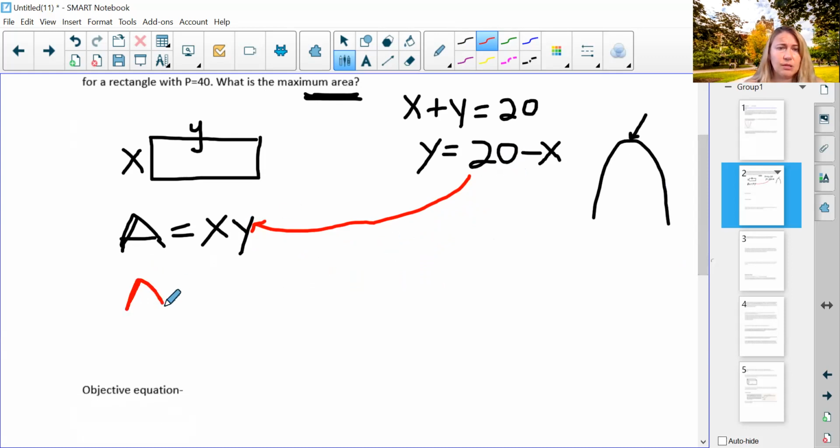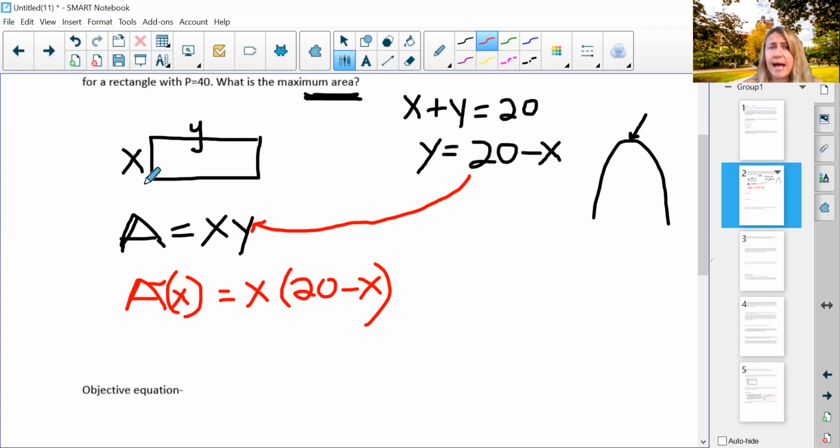Okay, so its equal is, and actually I'm going to write this like this. The area equals X times, so instead of Y, I'm going to put 20 minus X. And then I have area as a function of X. So I'm going to write it like this, A of X, area as a function of the variable X. The X represents the length of this side.